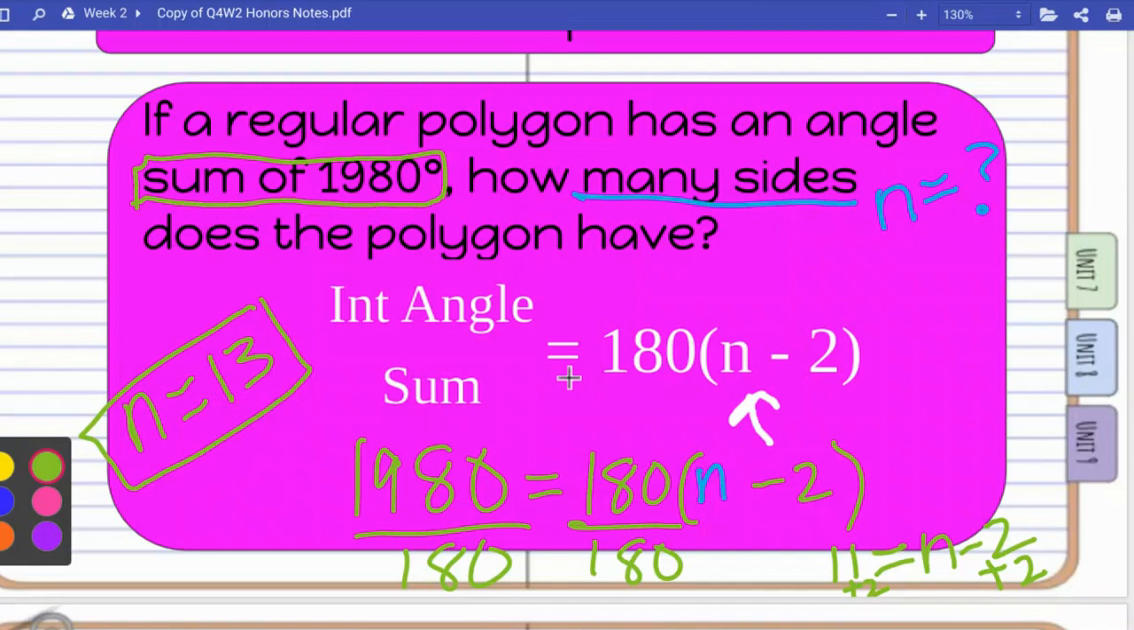You guys are responsible for knowing up to 12. When you get to 13 or above, we just call this thing a 13-gon, 14-gon, 15-gon, 16-gon, and so on and so forth.